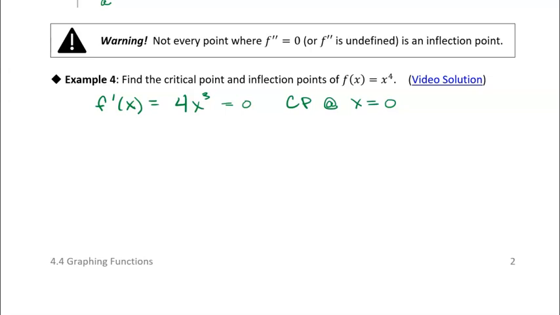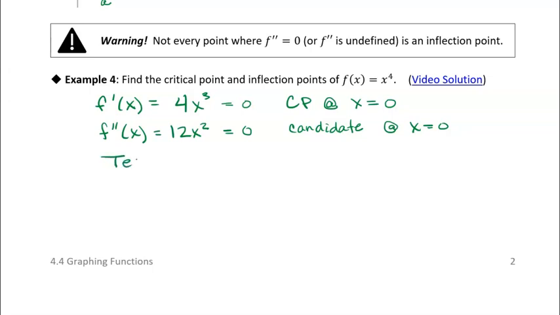That's the critical point. Now, if we want to find the inflection points, we need to take the second derivative, right? So we're going to get 12x squared. And then we set it equal to 0. And what did we find? We find that we have a candidate. I'm going to call it a candidate. This is a candidate for an inflection point. Doesn't mean it's an inflection point. We just have a candidate at x equals 0, right? Because that's the only value of x that would make this 0. But remember, we need to test it.